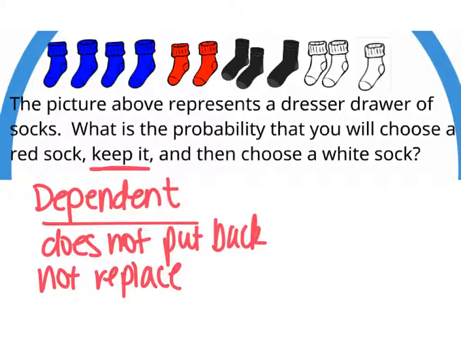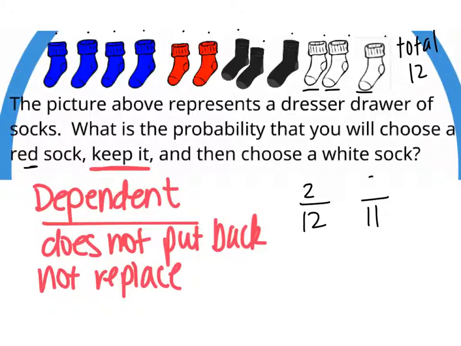second probability. So again, we have 1, 2, 3, 4, 5, 6, 7, 8, 9, 10, 11, 12 total socks in this drawer. So we treat the first probability like normal. We want to choose a red sock, so there are 2 red socks out of 12. But you picked one of those red socks and you decide, I want to wear this red sock, and you put it on your right foot. That sock is no longer in your drawer to choose from. So that means there are now only 11 socks in the drawer to choose from. And out of those 11 socks, you have 3 of them that are white.